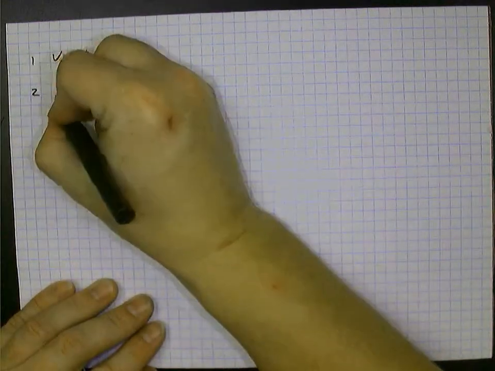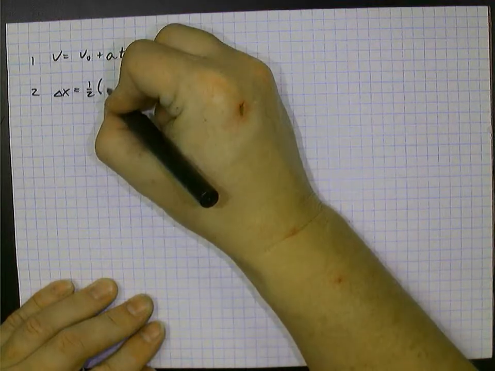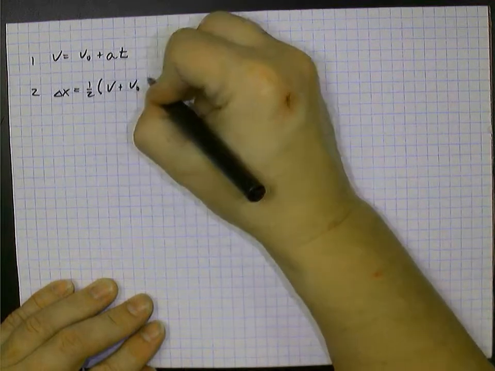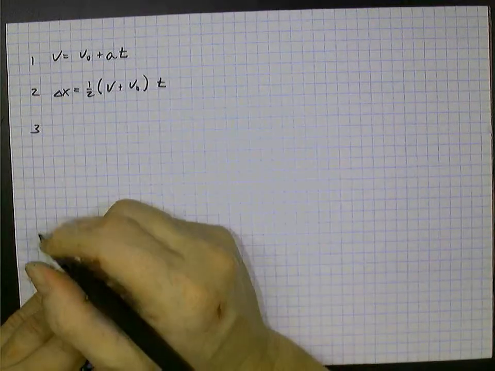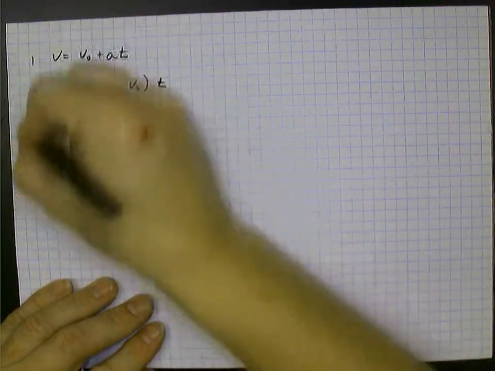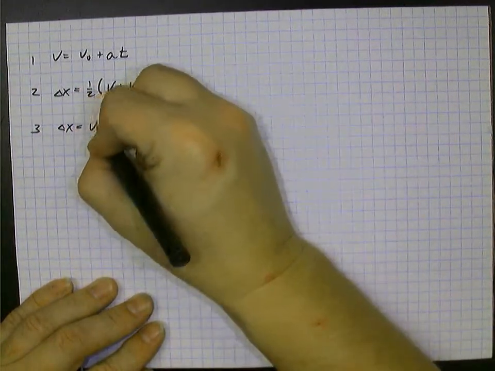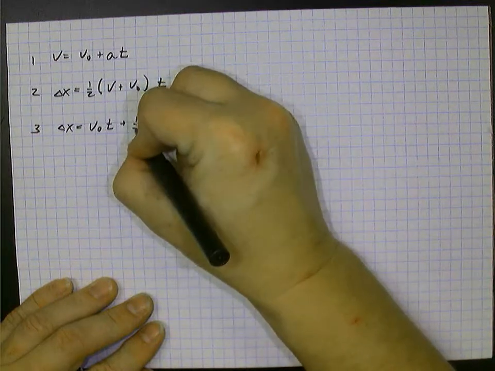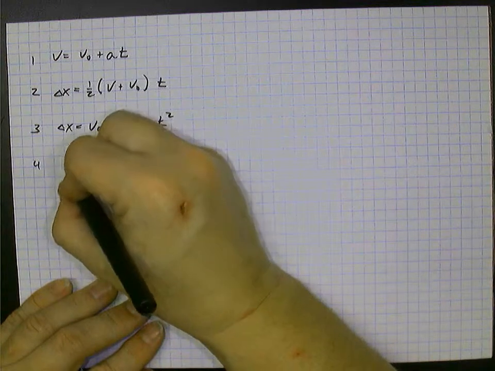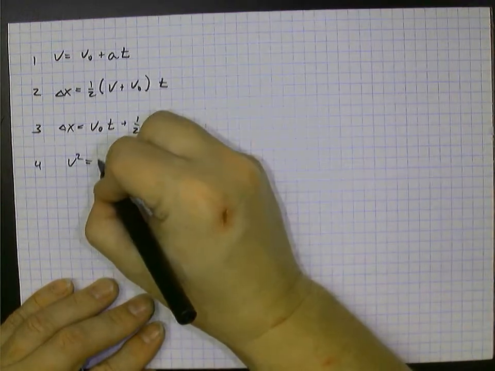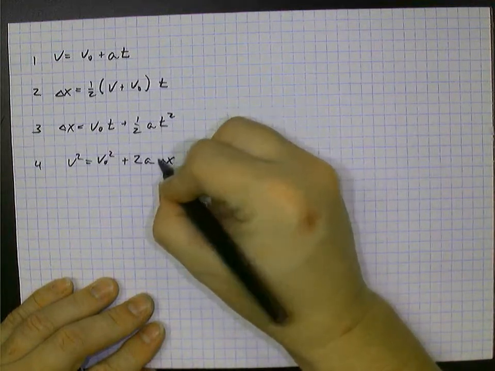Equation number 2: Delta X equals 1/2 V plus V naught times time. I'm just writing them out the way that they are normally written in most physics books. They're not necessarily numbered 1, 2, 3 in the same way, but they're written out in pretty much the same order. Delta X equals V naught T plus 1/2 AT squared. And finally, equation number 4: V squared equals V initial squared plus 2A delta X.